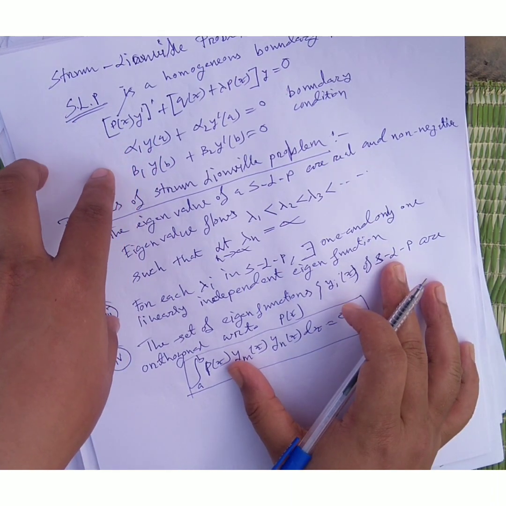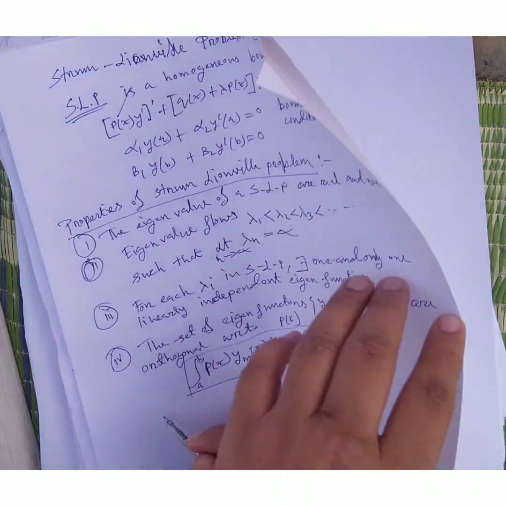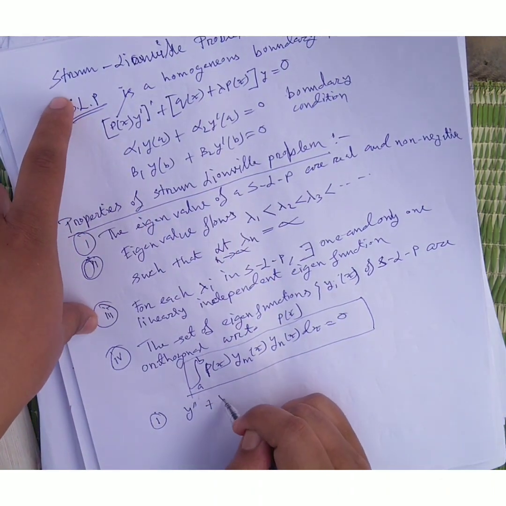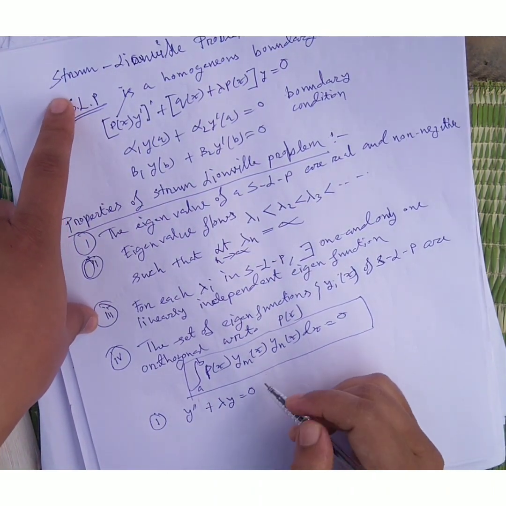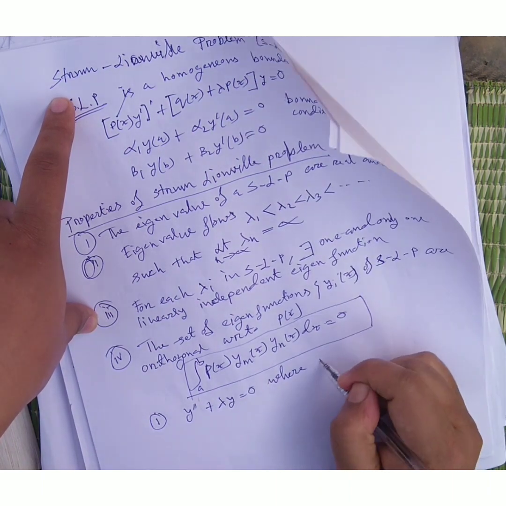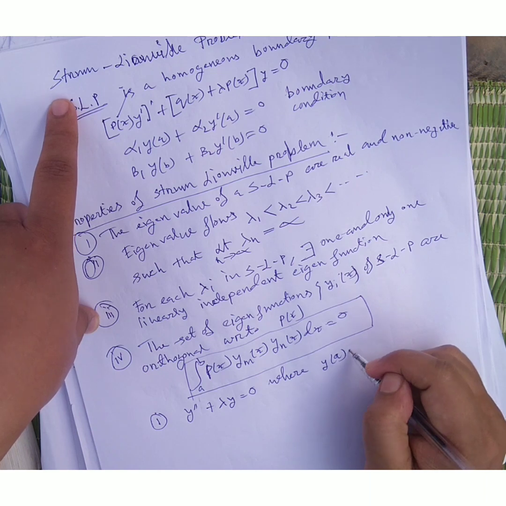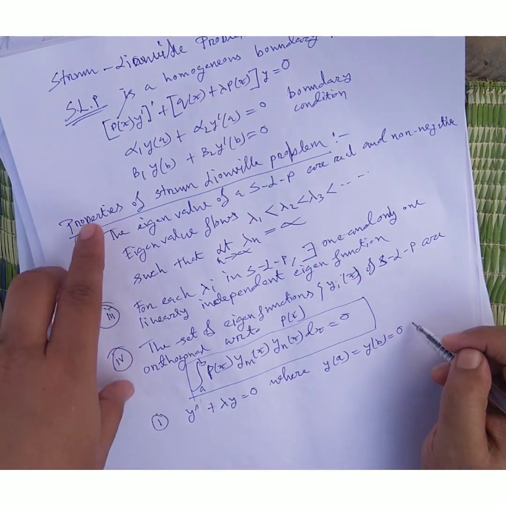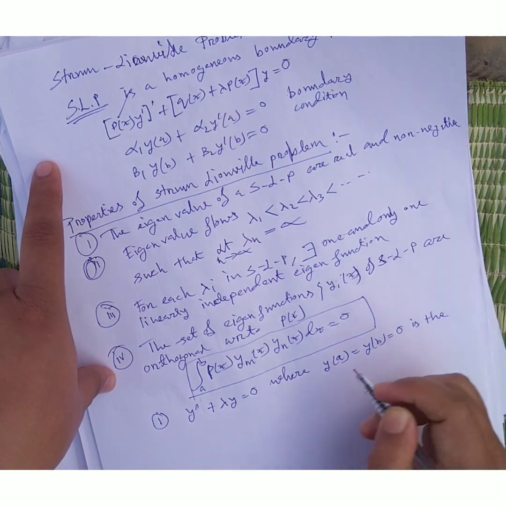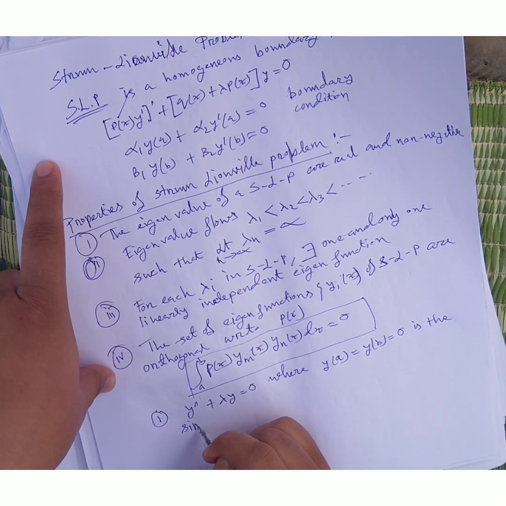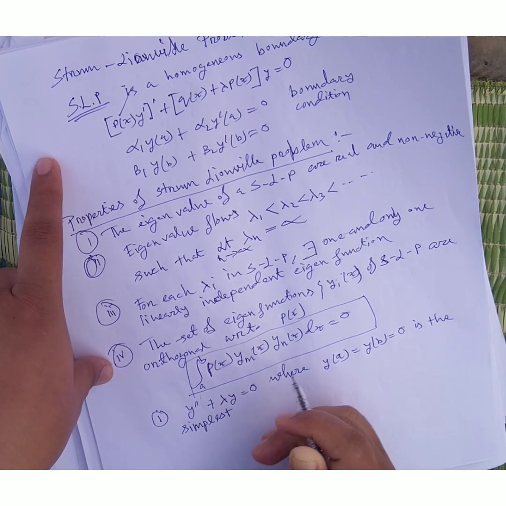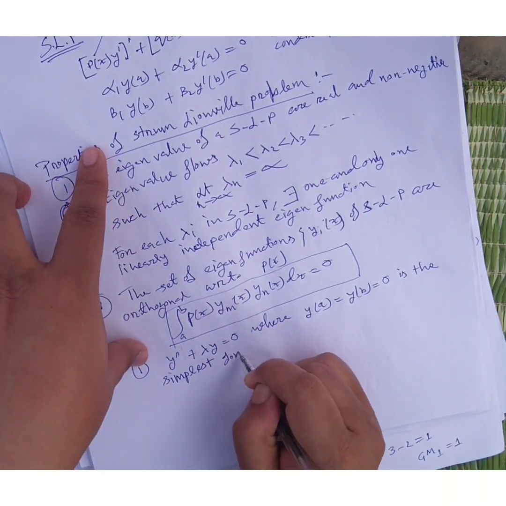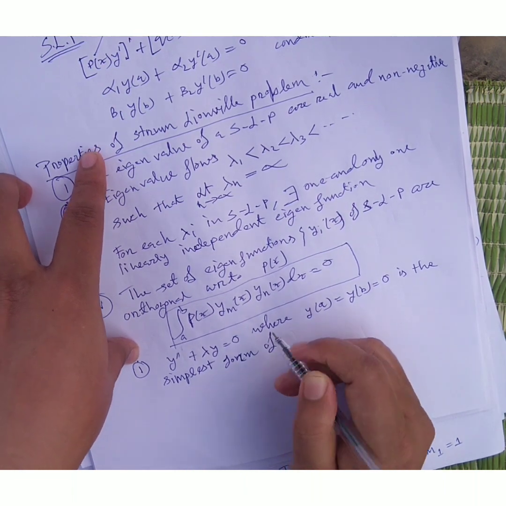Example number 1: y double dash plus lambda y is equal to 0, where also the boundary values y(a) equals y(b) equals 0. This is the simplest form of an SLP.